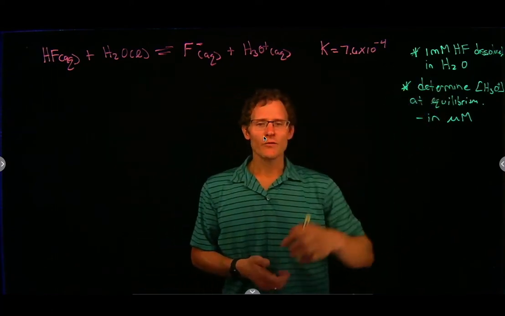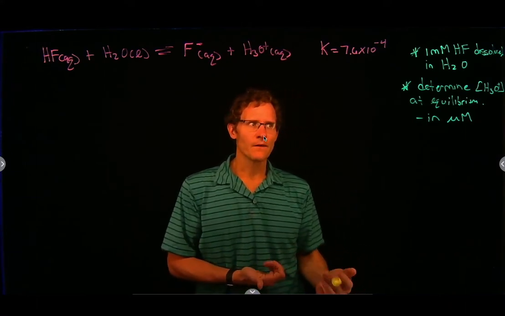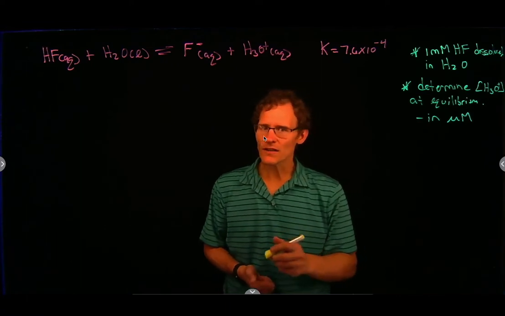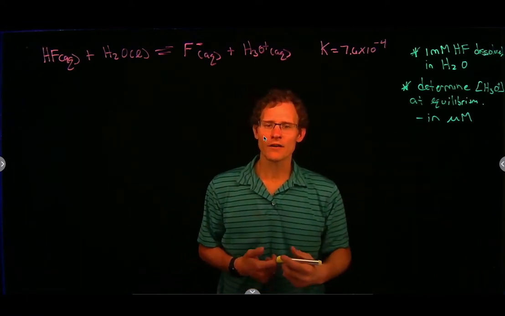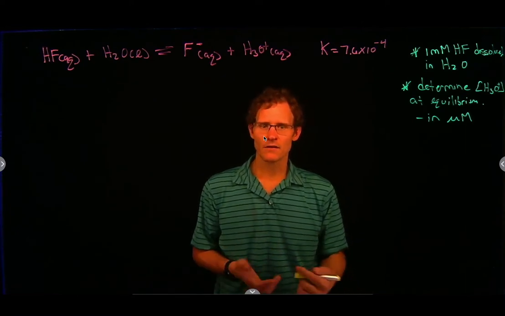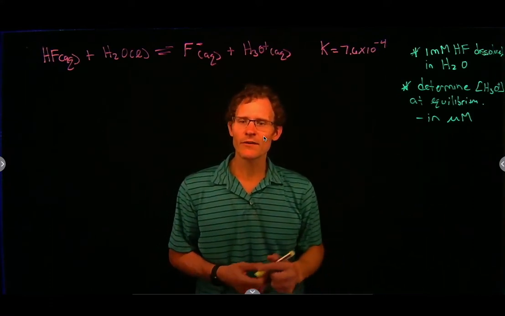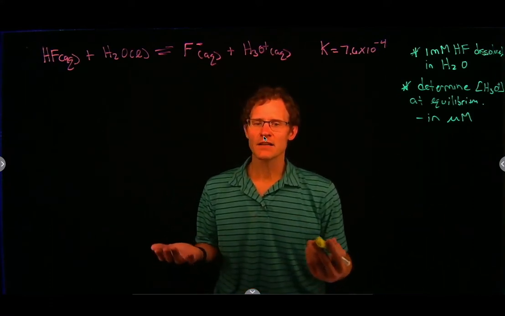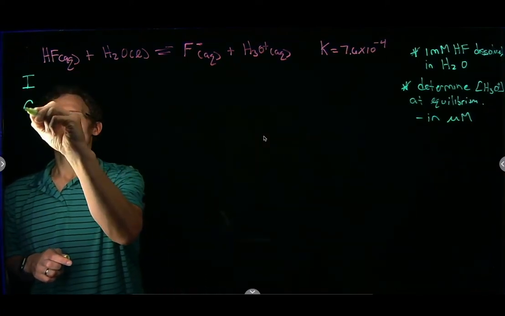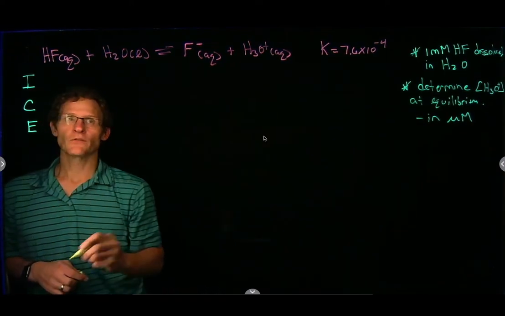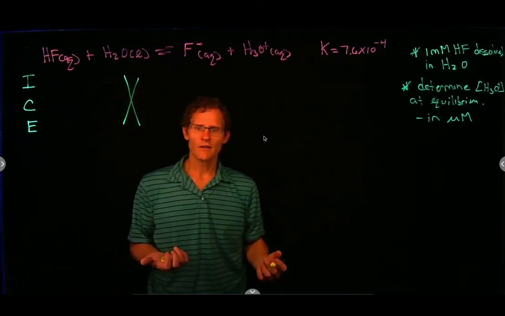We're also told that we have 1 millimolar of HF dissolved in water. Our task is to determine the equilibrium concentration of hydronium, and you're specifically told to report it in micromolar units. So we know initial information, we want equilibrium information, so as you might guess, let's start with the ice table. Okay. So I know that I can ignore water, it's a liquid.